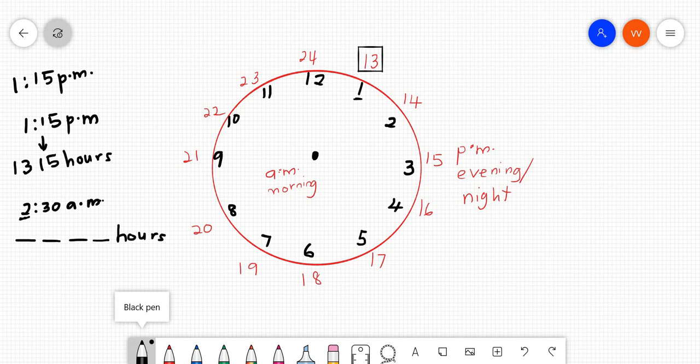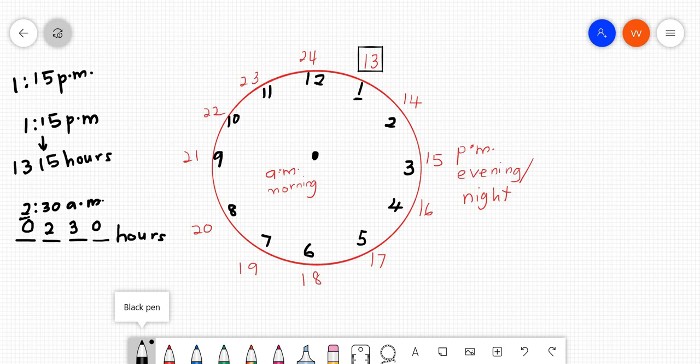Because this is AM time. AM time shows inside the clock. So the 2 will remain as 2. But when we write here, we have to write 02. And how about these 30 minutes? Normally the minutes will be same for 12-hour system and 24-hour system. So 0230 hours. This is the way to convert the time in 24-hour system. I hope you understand how to convert 12-hour system and 24-hour system.